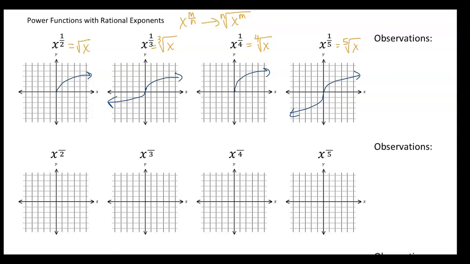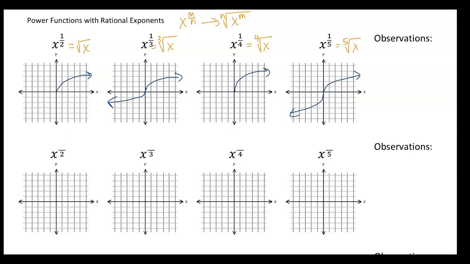I'll probably put that in the observation because the more that I write, the messier my handwriting gets. So in this space, you guys write that the 1 over 2 and 1 over 4 exponents go to the right in quadrant 1. Something like that. What else do you guys notice?